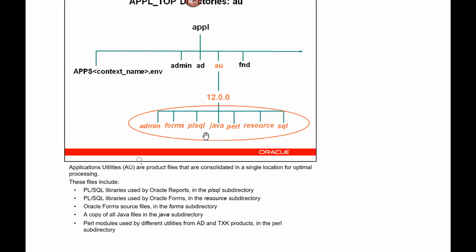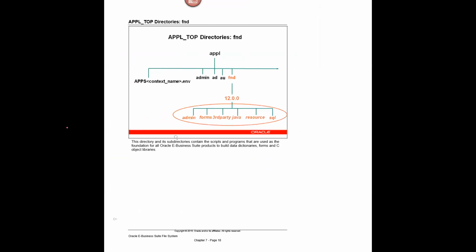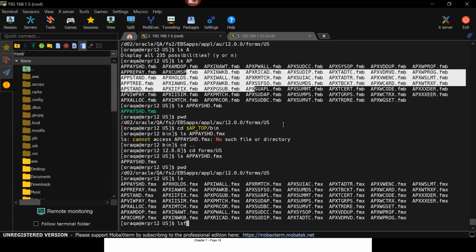There will be some forms, PLSQL, Java, Perl, resource files. He is discussing only the important folders in this particular slide, not everything. FND is like the Application Object Library. It also has some folders, including FND Libra. Those folders are also available under it.